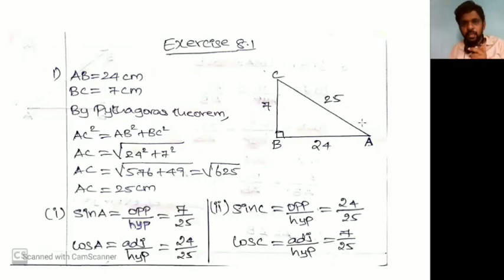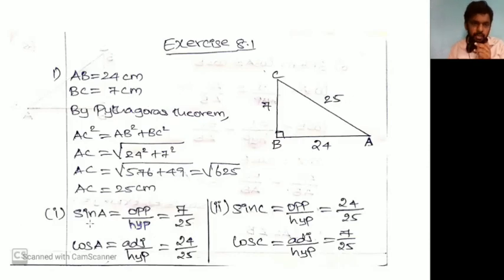So we have to find the hypotenuse here. By Pythagoras theorem, we have AC square is equal to AB square plus BC square. Hypotenuse square is equal to opposite square plus adjacent square. Or AC is equal to square root of AB square plus BC square, 24 square plus 7 square, which is 576 plus 49, 625. Square root of 625 is 25. So AC is equal to 25 centimeter. So by using Pythagoras theorem, we have found the hypotenuse of the triangle.